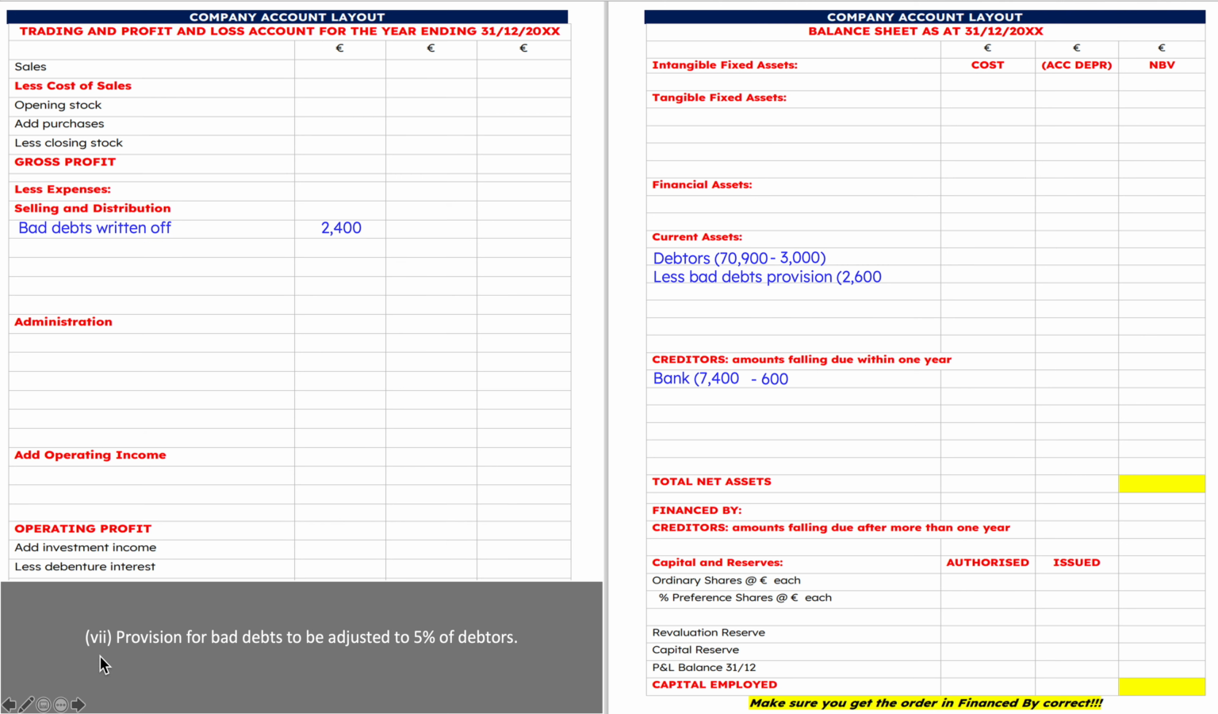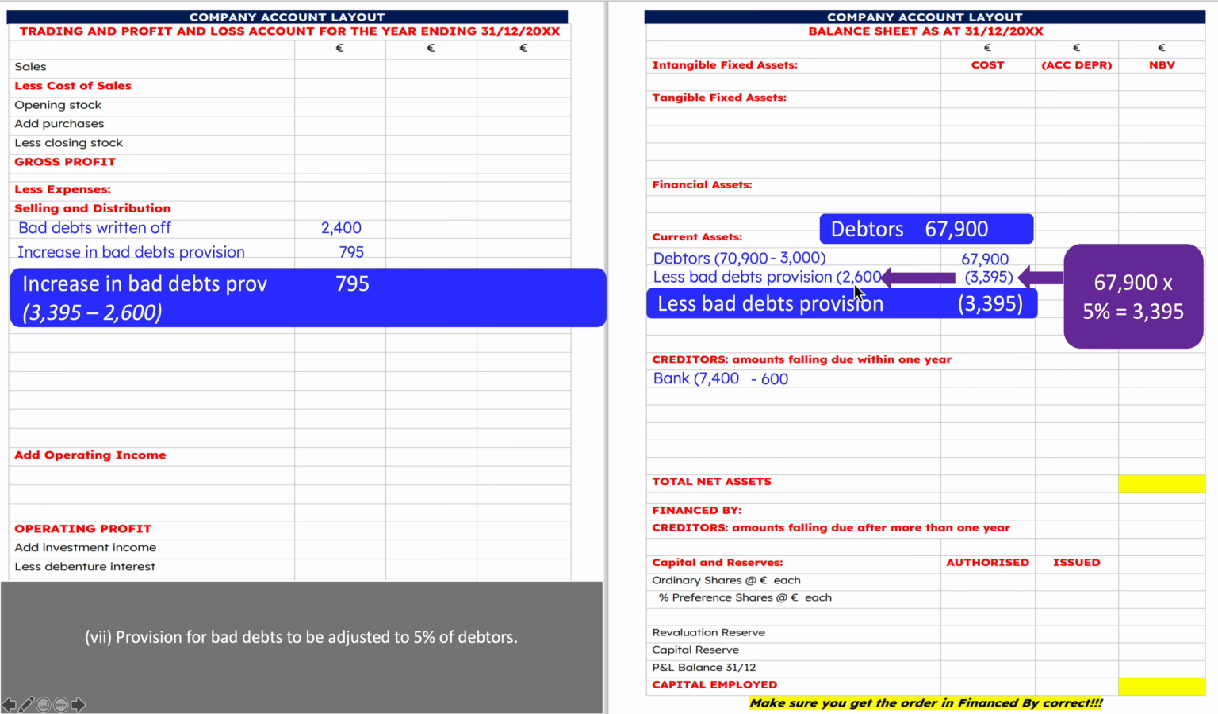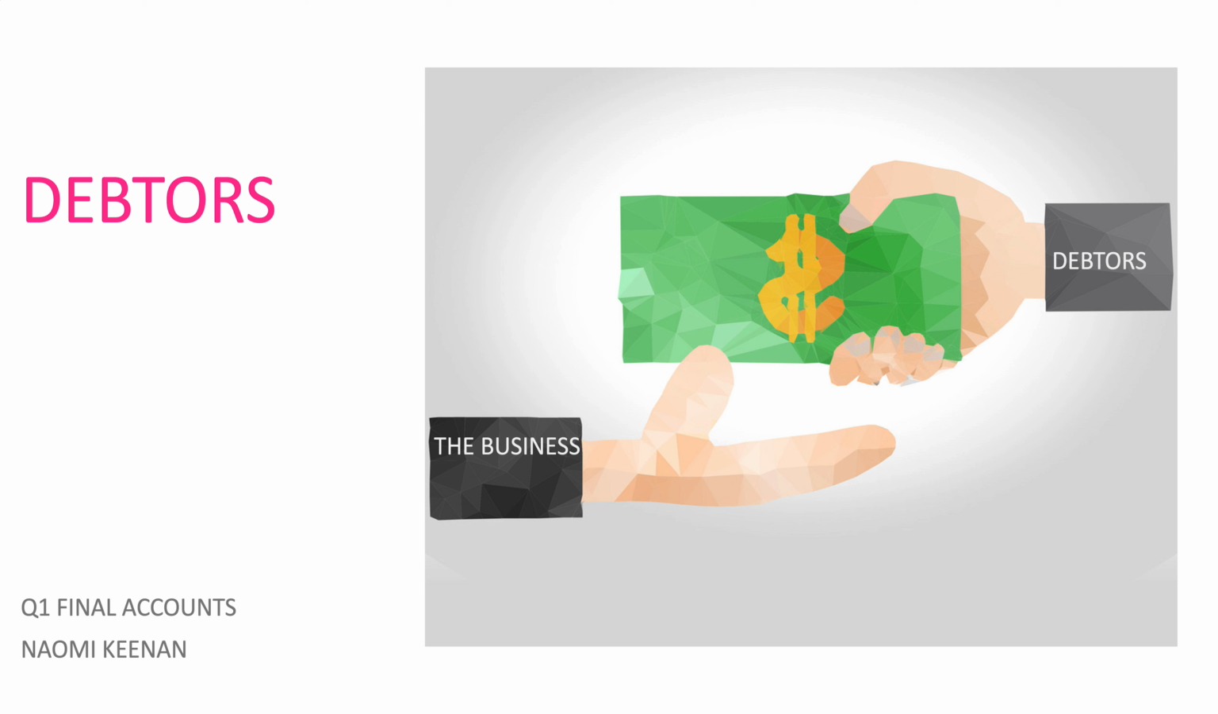Then we have note 7, provision for bad debts to be adjusted to 5% of debtors. So our debtors here, 67,900. We multiply that by 5% and we get 3,395. So we compare that then to what had already existed in the trial balance, 2,600, and unfortunately the new figure is bigger than the one in the trial balance. So that is an increase in bad debts provision of €795.